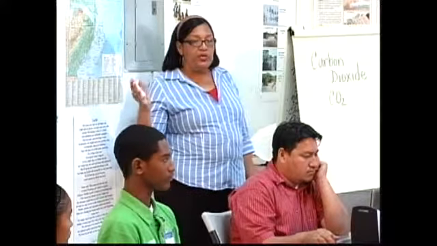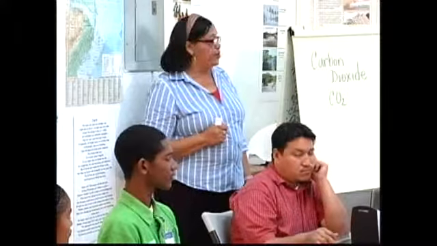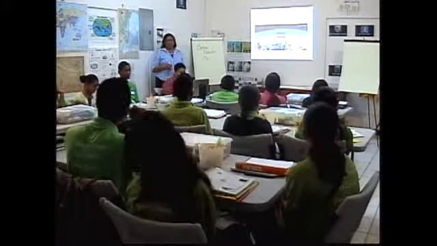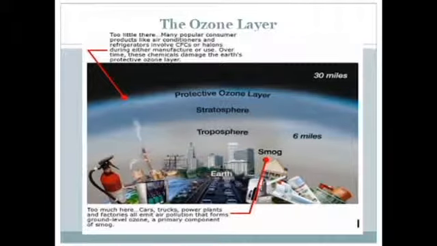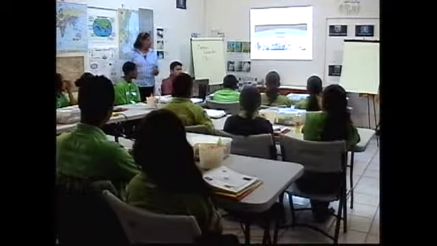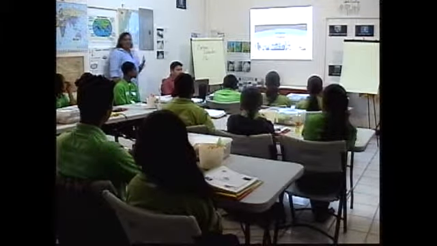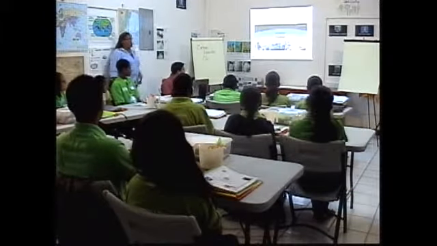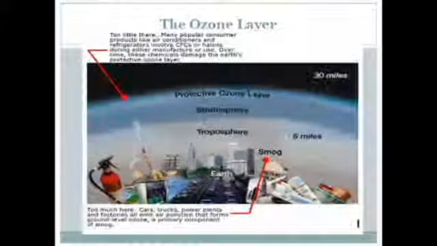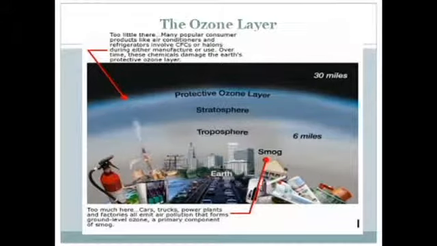Because we need that 90% to absorb the ultraviolet radiation. But the 10% is too much. Why is it too much? The 90% in the stratosphere for the ozone layer is not enough because we need all of that to absorb the ultraviolet radiation. Yet the 10% we have in the troposphere is too much, and it tells us why. Let's all read what it says together. Too much here. Cars, trucks, power plants, and factories all emit air pollution that forms ground-level ozone, a primary component of smog.